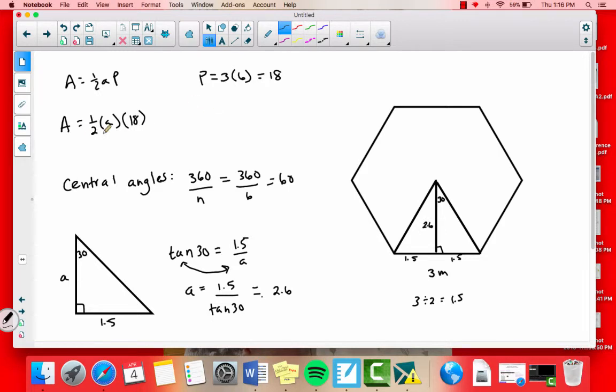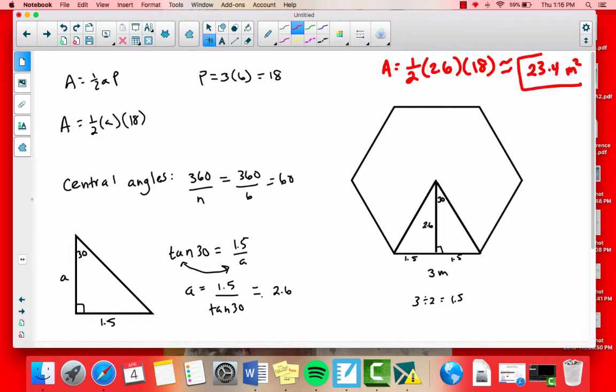And that's the only missing part of our formula that we had, so we can go ahead and fill this in. So we'll have that the area is equal to 1/2 times 2.6 times 18. And then when we do that calculation, we find that the area is roughly 23.4, and this would be meters squared. And we're done. So using a little bit of right triangle trig, we were able to find the apothem, and then we could plug into our formula.